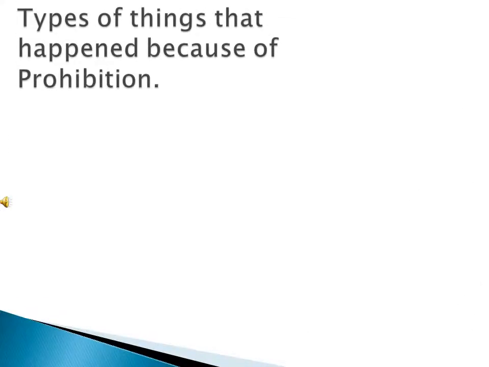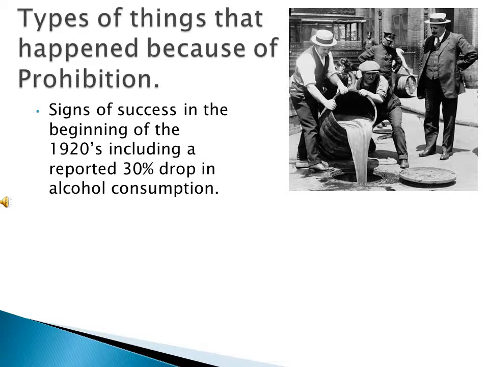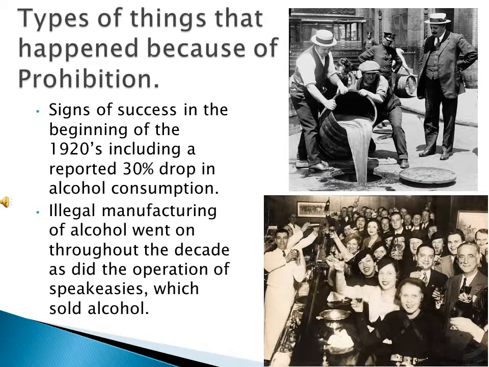Many things happened because the government outlawed alcohol. In the 1920s, there was a 30% drop in alcohol consumption. Despite this impressive drop, illegal manufacturing and consumption still occurred throughout the decade, mostly in speakeasies, which were illegal saloons.